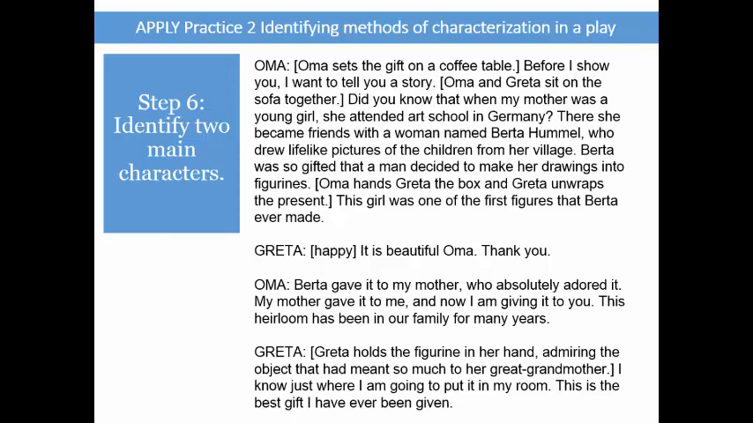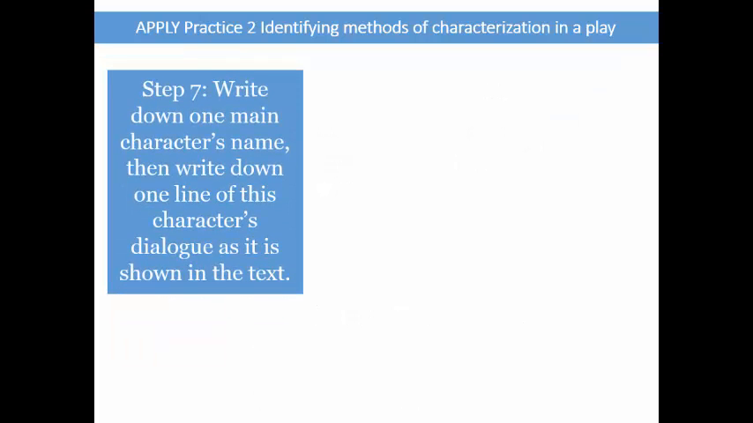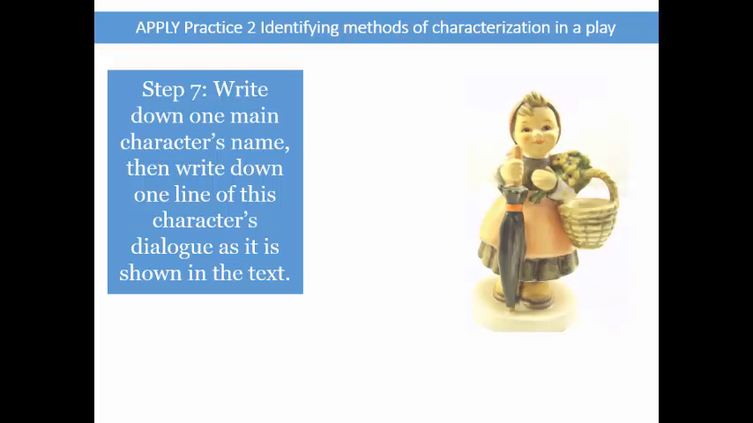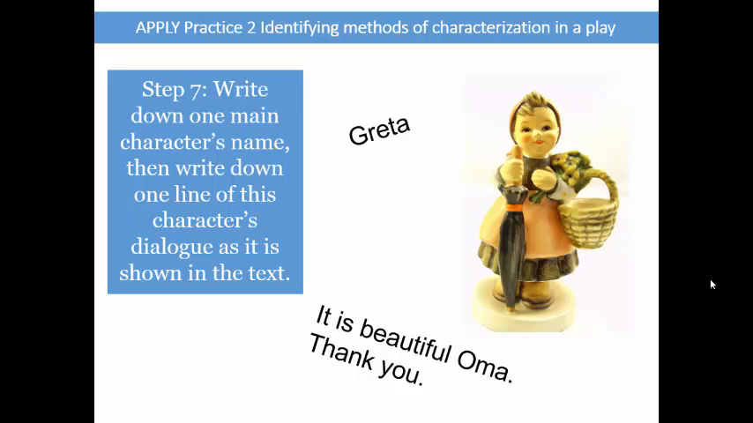All right, step 6 asked you to identify the two main characters. Okay, since there's only two characters in this excerpt, then we know that the two main characters are Greta and Oma. Step 7 asked you to write down one main character's name, then write down one line of this character's dialogue as it is shown in the text. Okay, this shouldn't be too hard. One of the characters is Greta, and Greta says, "It is beautiful, Oma, thank you." That's an example of dialogue.